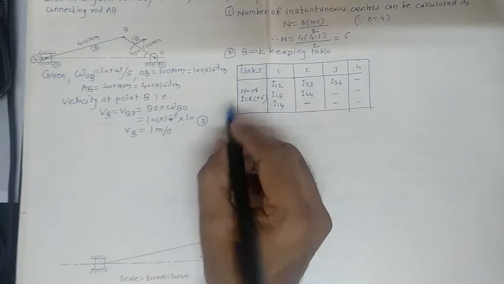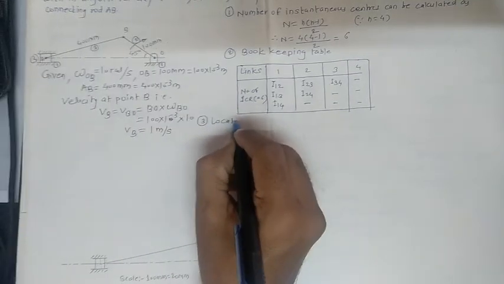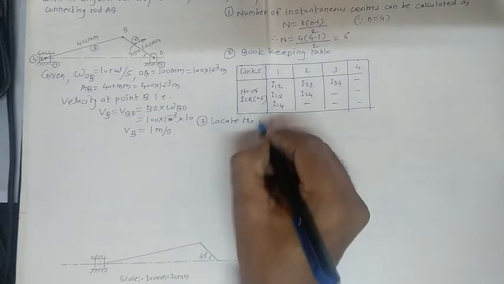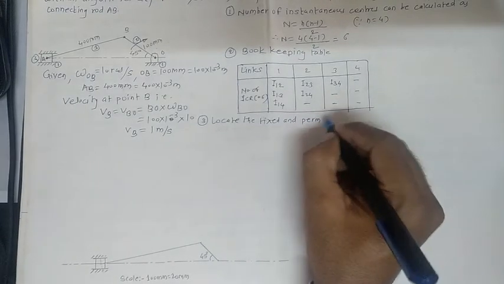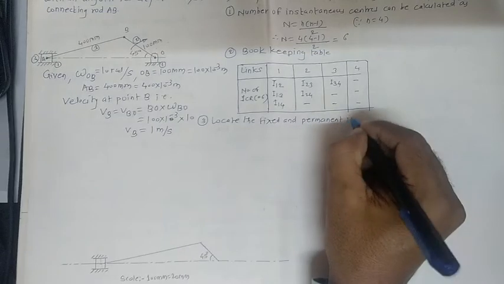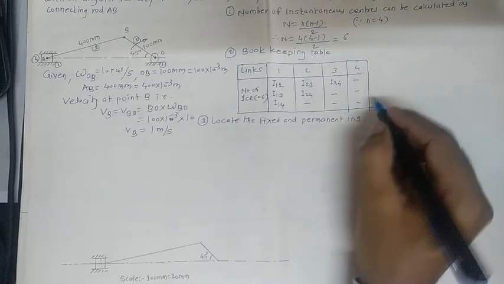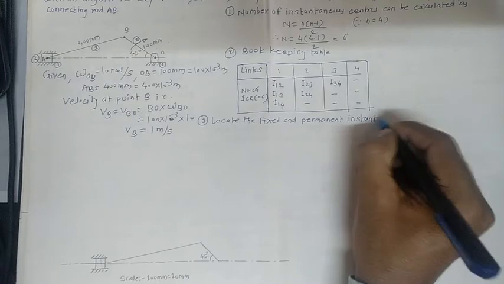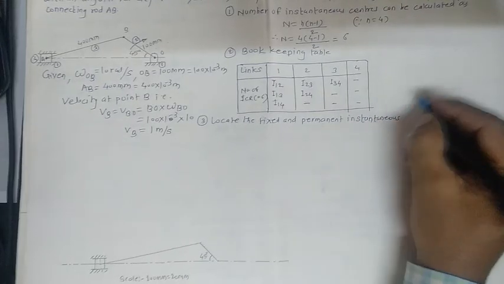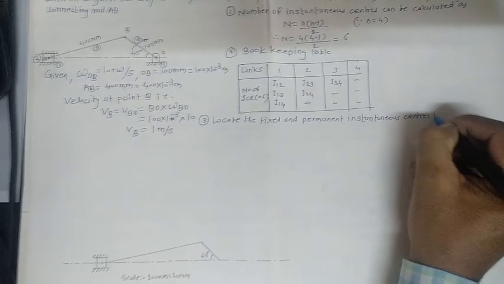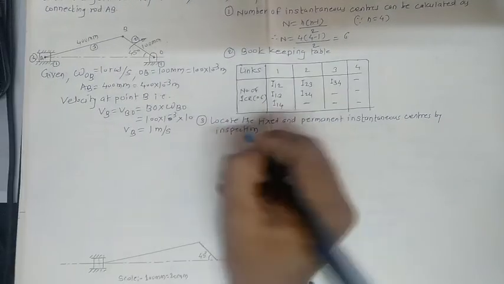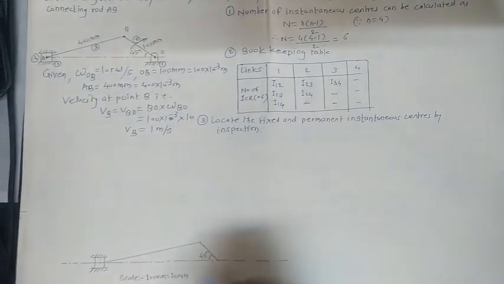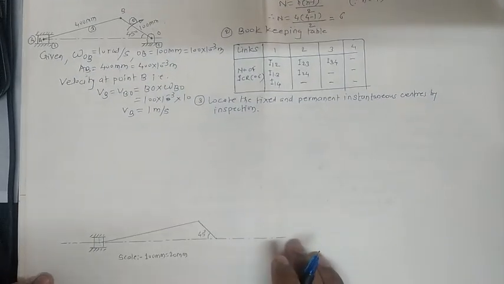So here just mention: locate the fixed and permanent instant centers by inspection or observation of the given diagram. With the help of that inspection, we can locate the instant centers.